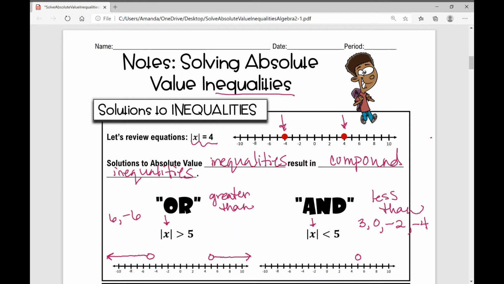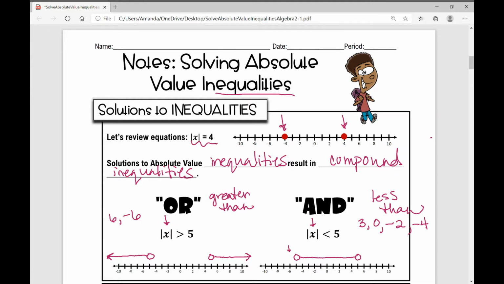But if I plug in 6, the absolute value of 6 is 6. That's too many. 6 is not less than 5, it's greater than 5. So really, any of the numbers in between negative 5 and positive 5 are in my solution set. That's an "and" inequality. Your solution has to be less than 5 and greater than negative 5.